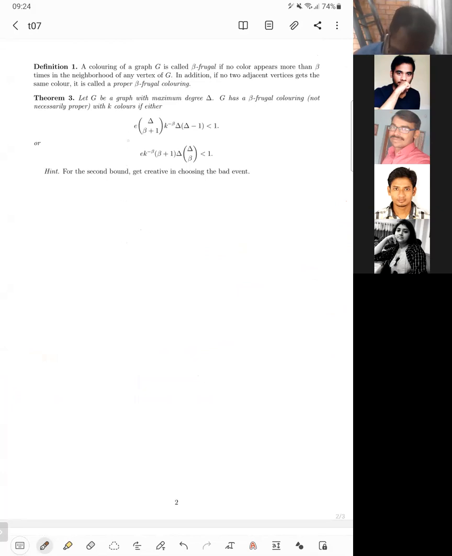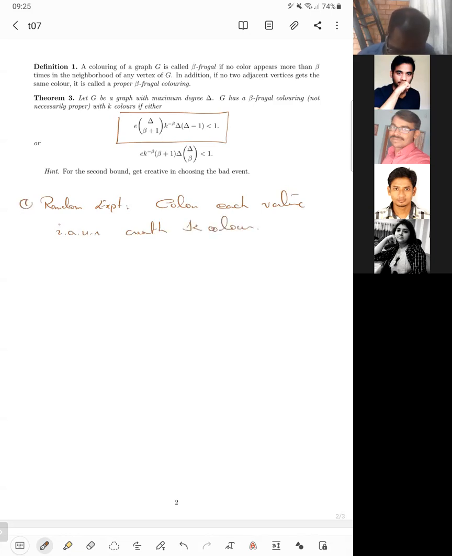First let us try this. Okay, who wants to attempt this bound? I will attempt. Yes, Francis. So we'll start with the random experiment. Yes. Coloring the vertex, each vertex. Color each vertex independently and uniformly at random with how many colors? K colors. With K colors. Okay. Yeah. Now next step.